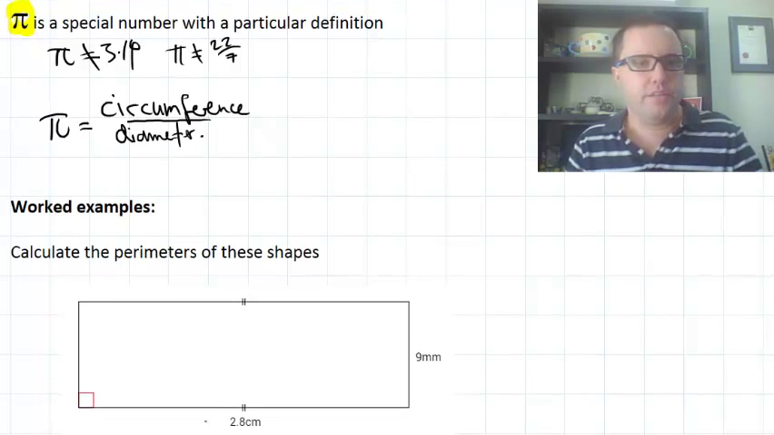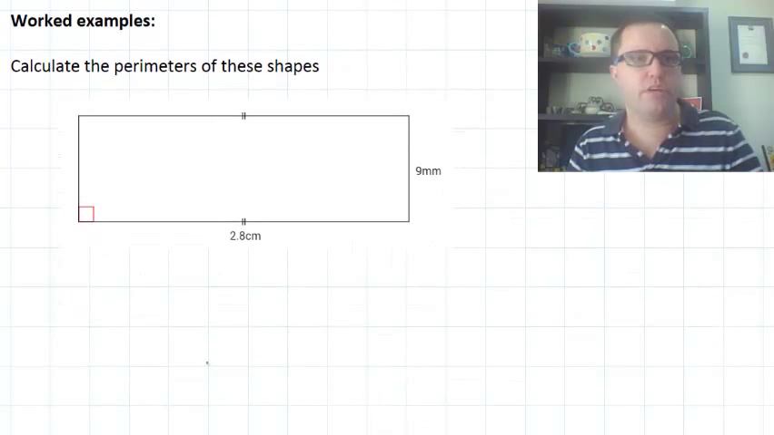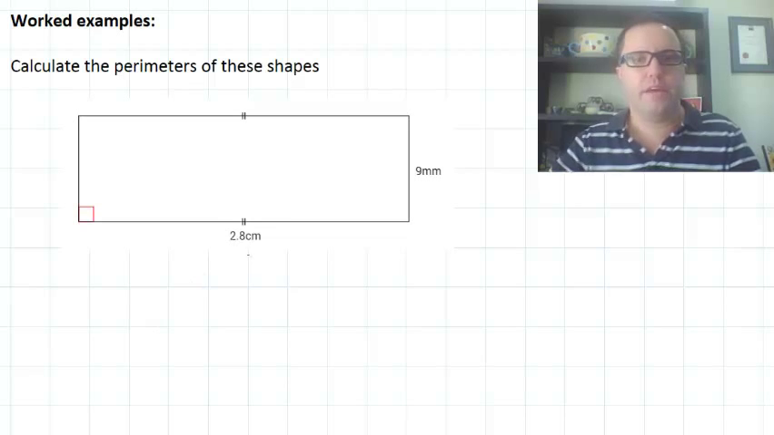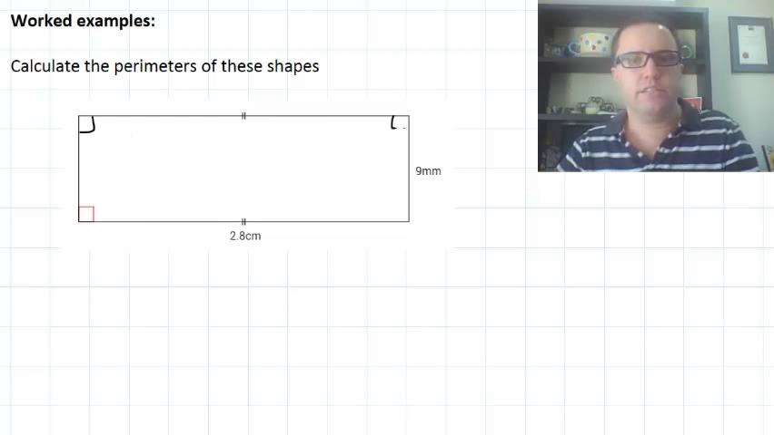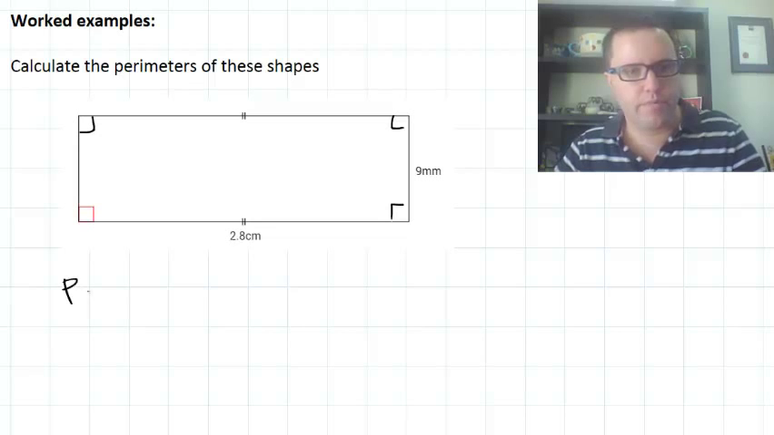Okay, so let's have a look at a couple of worked examples. Calculate the perimeter of these shapes that I've got here. So this one here, nice little rectangle, got a right angle here. We're going to assume the rest of them are right angles. Draw it in just for the fun of it. And so we're going to write the perimeter equals the sum of the sides, and we're going to start from this side here, and we're going to go around that way.